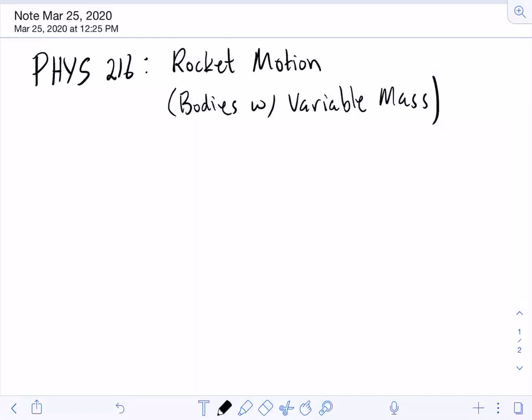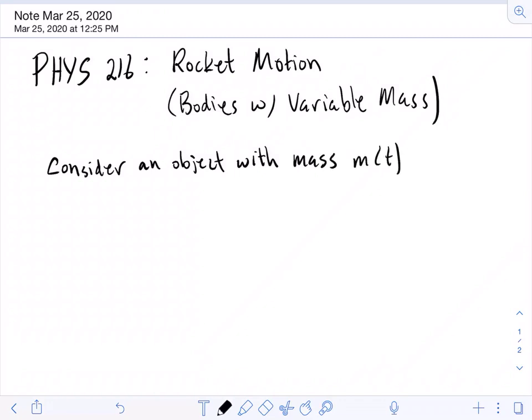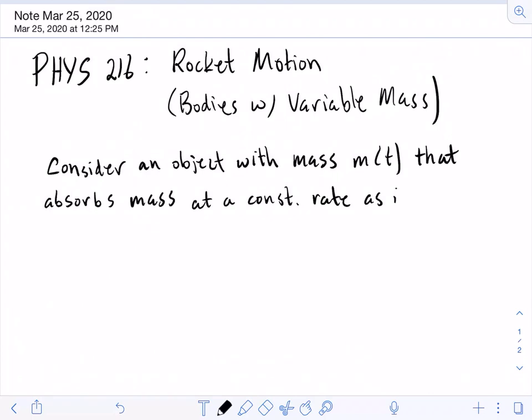Okay, so as a starting point, let's consider the following situation. Let's consider an object with mass m of t. I'm going to write the mass as a function of time because we're going to allow the mass of this object to change. And so we could have a scenario where this object moves through some kind of medium and it absorbs mass as it moves through that medium. So our object absorbs mass, let's say at a constant rate, as it moves.